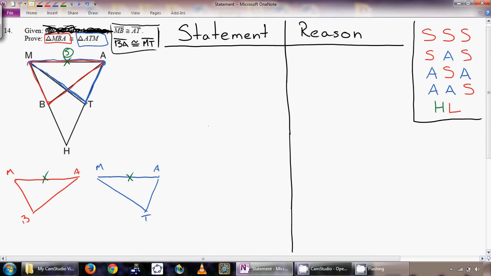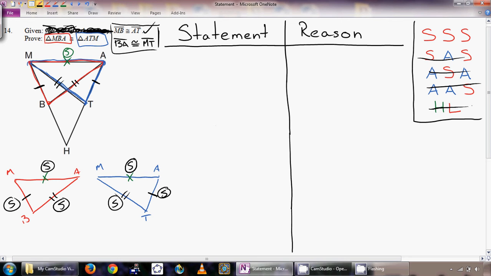And it looks like this is now a straightforward problem because they give you two more congruent sides. They give you that MB is congruent to AT. And then they say BA, this thing there, is congruent to MT, this thing here. So yeah, this is side congruent to side, side congruent to side, and side congruent to side. This will be a side-side-side postulate problem.